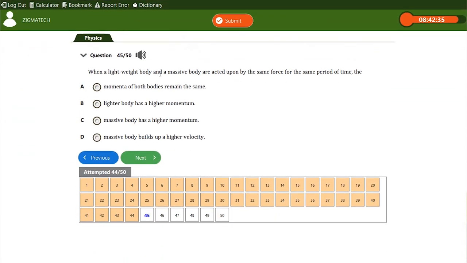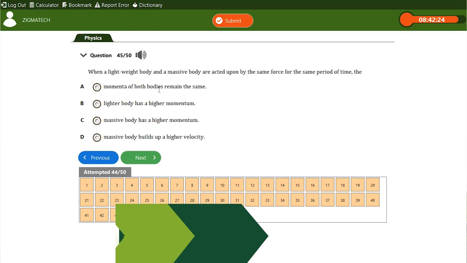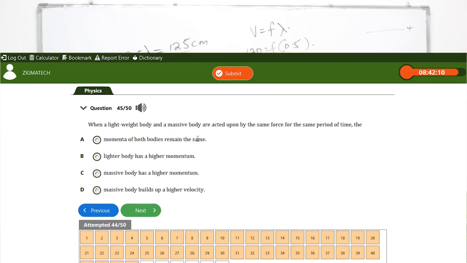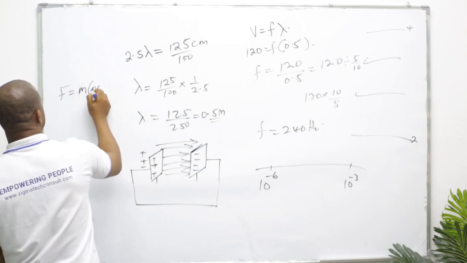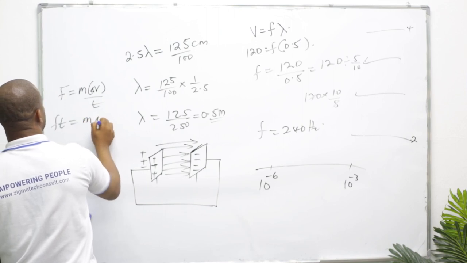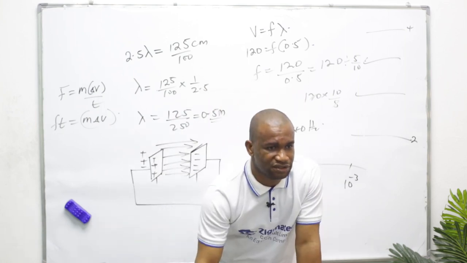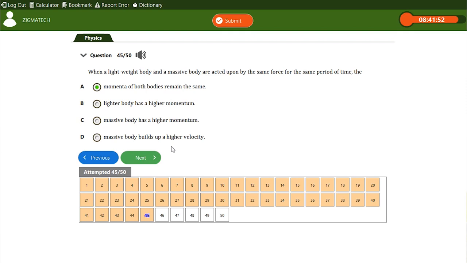When a lightweight body and a massive body are acted upon by the same force for the same period of time, the momenta of both bodies remain the same. Lighter body has a higher momentum? Massive body has a, no. Momentum must be the same. They have the same force, mass times change in V over T. Ft is M changing V. So there must be the same momentum, because momentum must be equal for these two bodies. The one with a heavy body, we balance that with the small body because it will move more. So the velocity will balance and they will be equal in momentum.